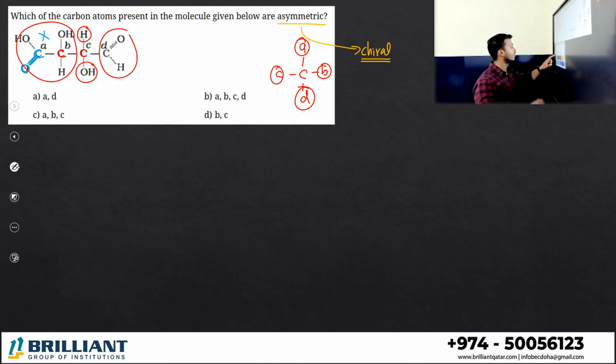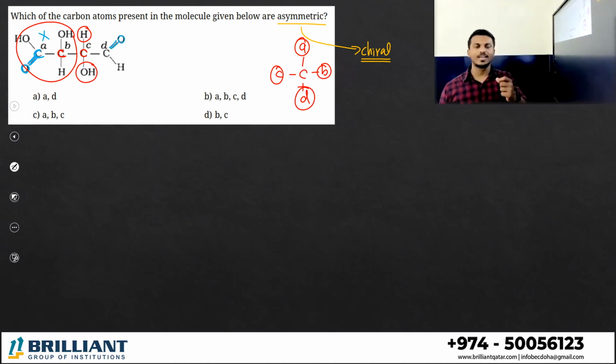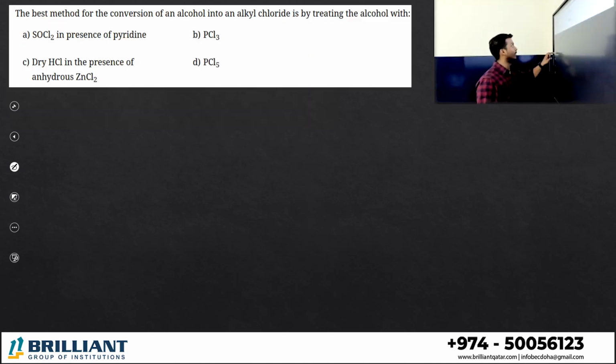What about D? In D compound, when you observe, you can see that again it is the same as the first compound. The 2 valencies are connected to the same element, oxygen. So what is it? Achiral. So only B and C carbons are asymmetric or chiral carbons. Option B. Okay, next question.